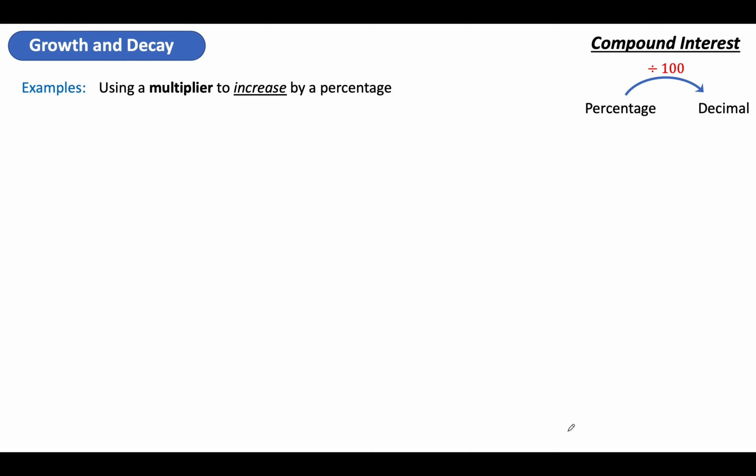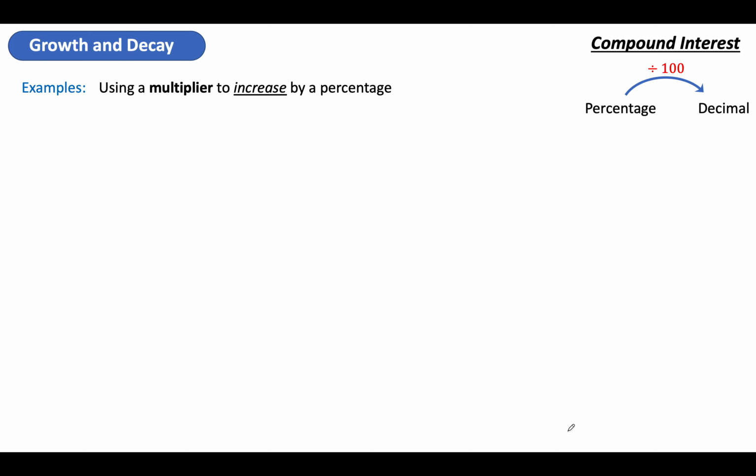If we're increasing by 5%, that means that I will start with 100% of my amount. That's all of my amount, 540. I'm going to increase it by 5%. So I'm going to add on that 5%. So I will have 105% by the time I'm done. So in essence, all I actually need to do is find 105% of 540.